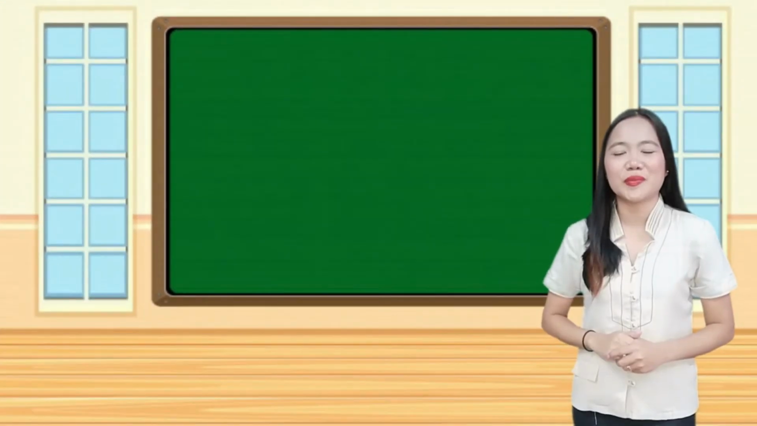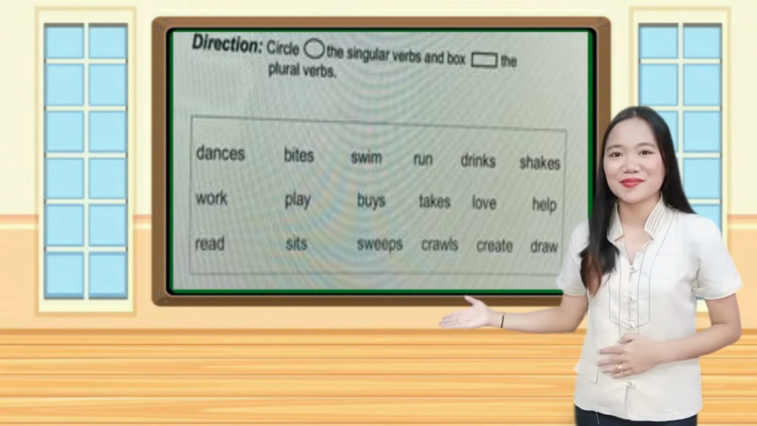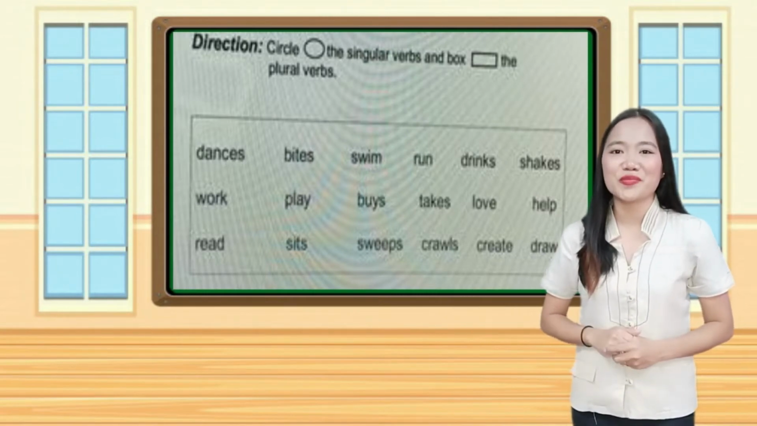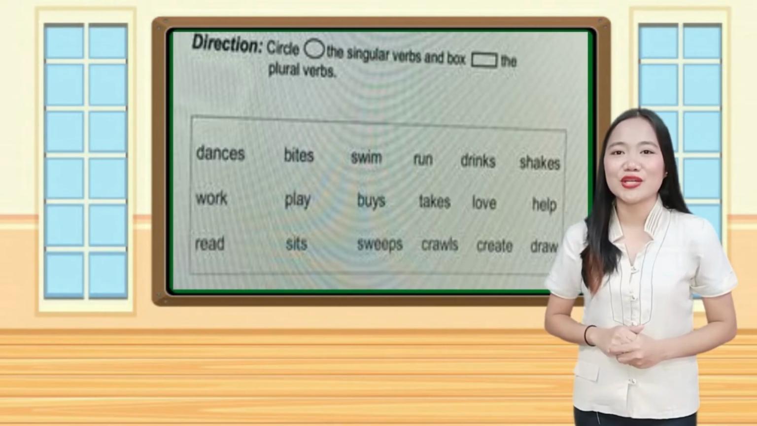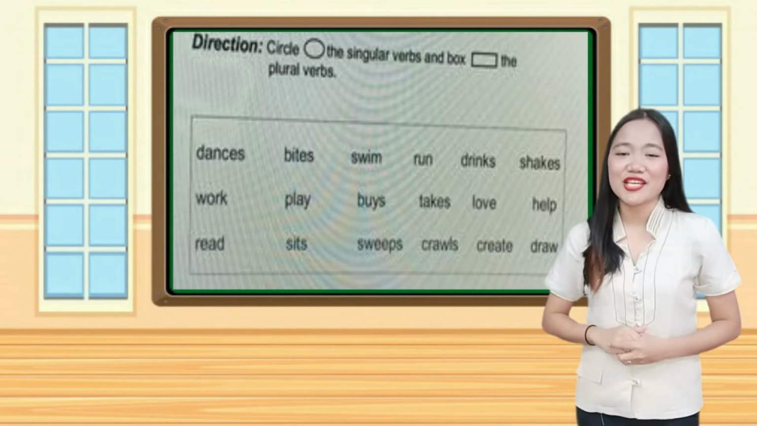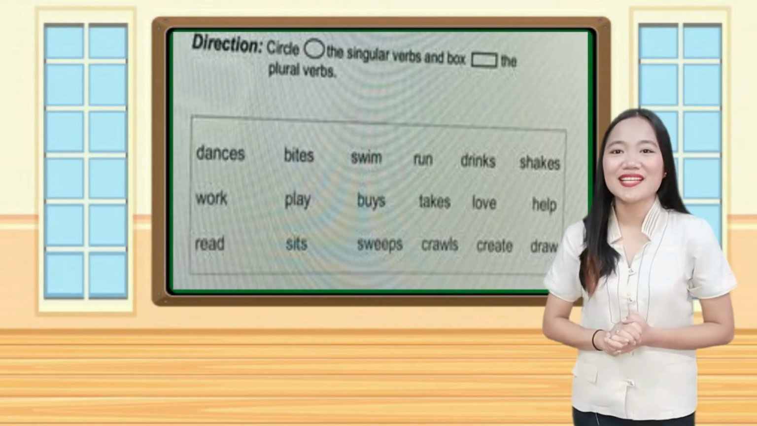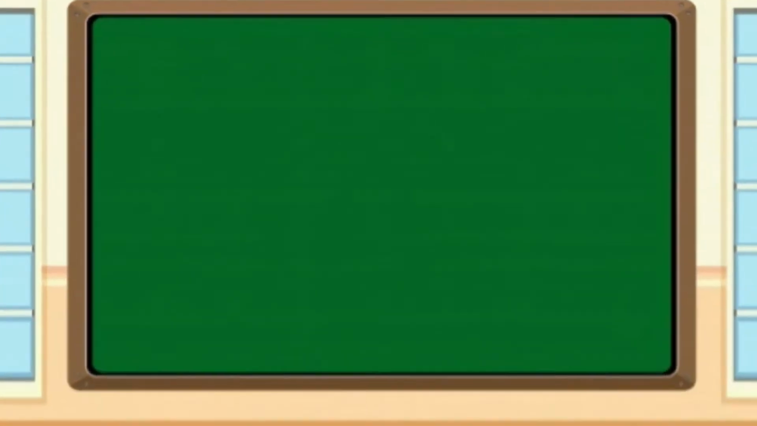Now that you know about singular verbs, can you spot the singular verbs in the box? Please open your module to page 8. What's new? Circle the singular verbs. I will only give you 10 seconds to do that. When you hear this sound, that means your time is over. Are you ready? Awesome! Now, begin!